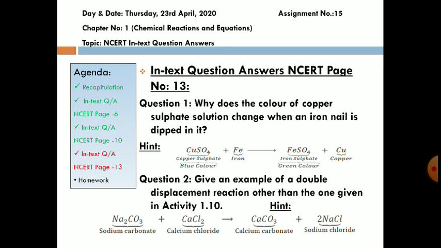The chemical equation goes like this: CuSO4, copper sulfate, which is blue in color, when reacts with Fe, iron, gives FeSO4, iron sulfate, which is green in color, plus Cu, copper. Therefore, the blue color of copper sulfate fades and green color appears.